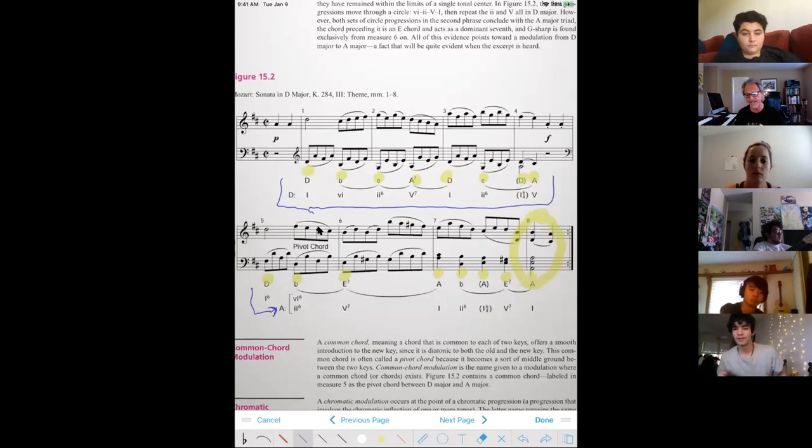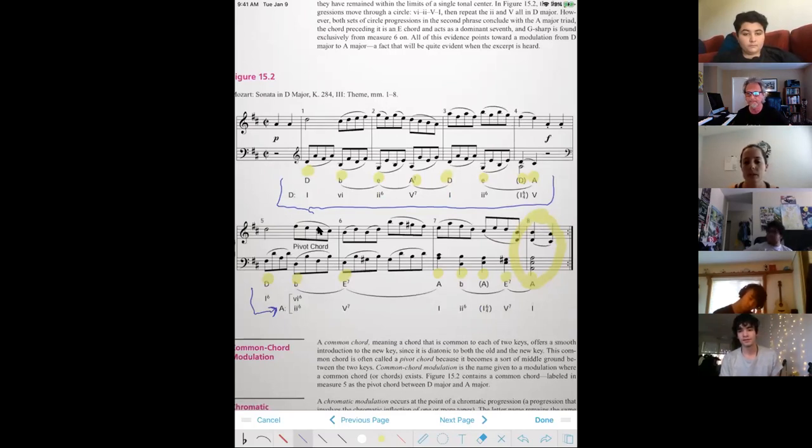So then in this analysis, Benward's saying, okay, I agree. B minor is the 6th chord of D, but I also want you to know that I think I'm modulating to the key of A. And if I'm modulating to the key of A, I'm using B minor as a way to get in.